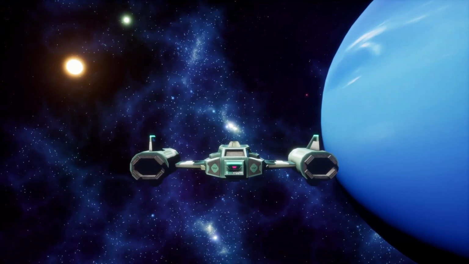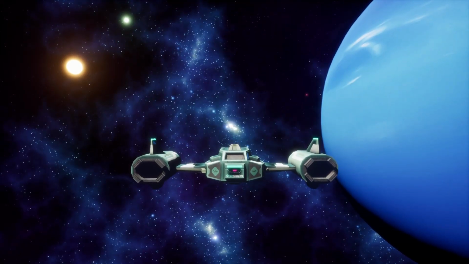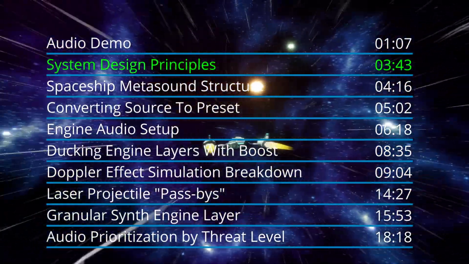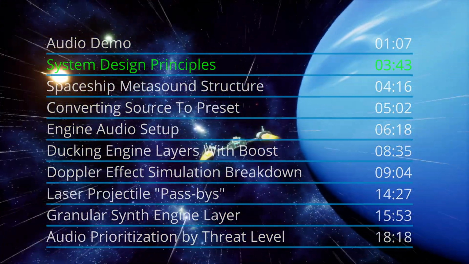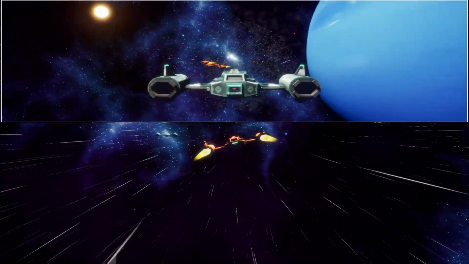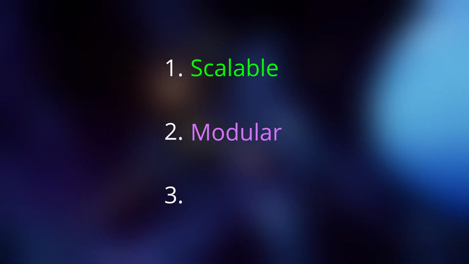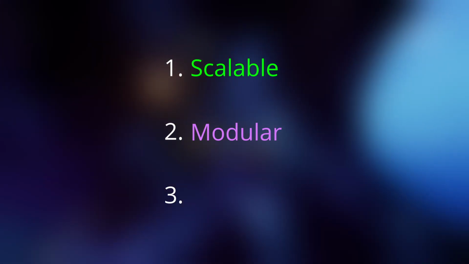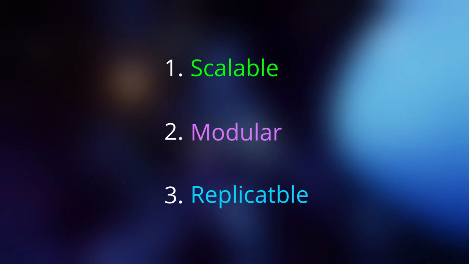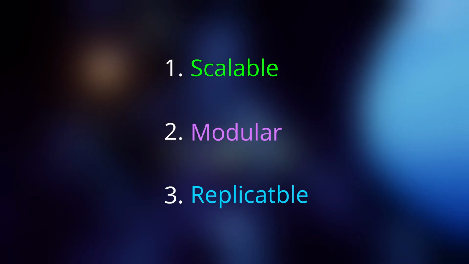Alright, now that you've seen and heard all the interactions, let's take a look under the hood and see how it all works. For this project, my goal was to showcase how I design an audio system for a spaceship in a multiplayer game. To do that, I followed three key principles. The project had to be scalable and easy to expand or change in functionality if needed, modular so that each part could be developed, maintained, and fixed separately, and replicatable so that sounds for new spaceships could be easily implemented using the base system as a sort of template.